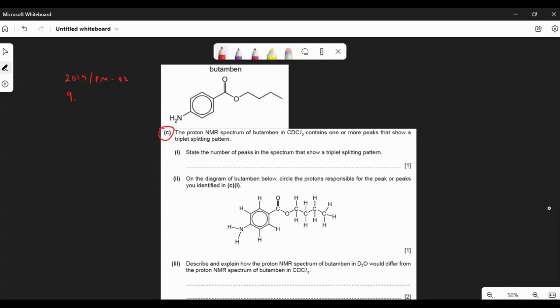The proton NMR of butanben in CDCl3 contains one or more peaks that show a triplet splitting pattern. State the number of peaks in the spectrum that show a triplet.